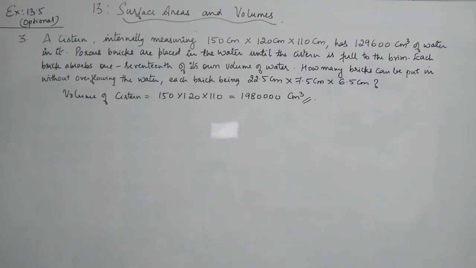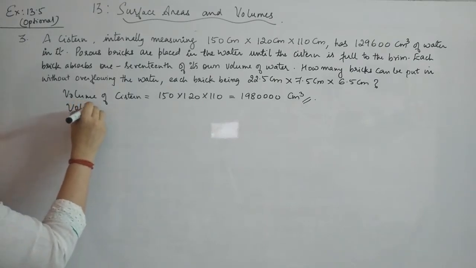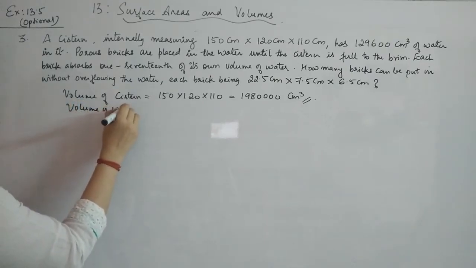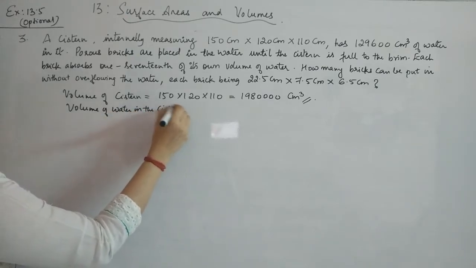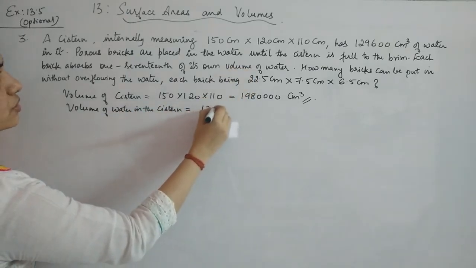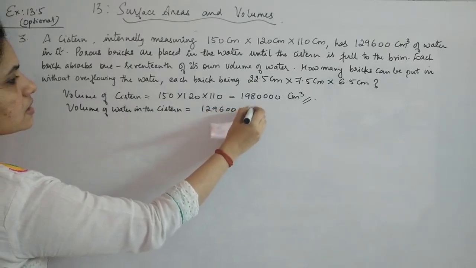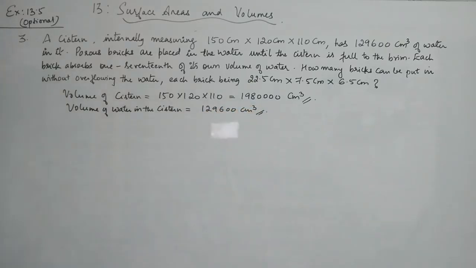Now, the volume of the water in the cistern is given in the question. Volume of water in the cistern is given to be 129600 centimeter cubes, right? That is given.